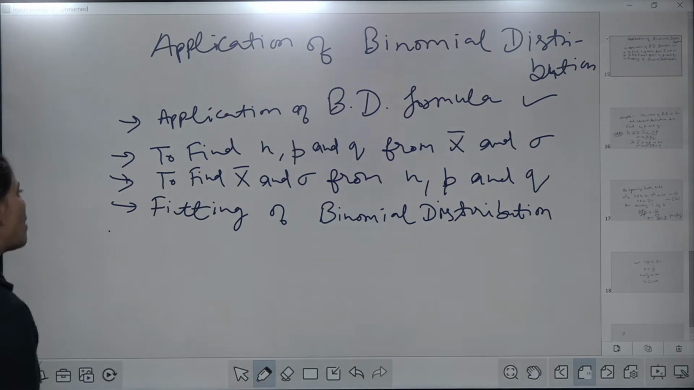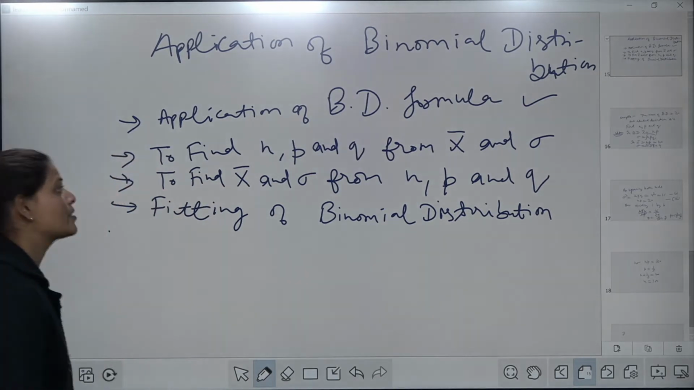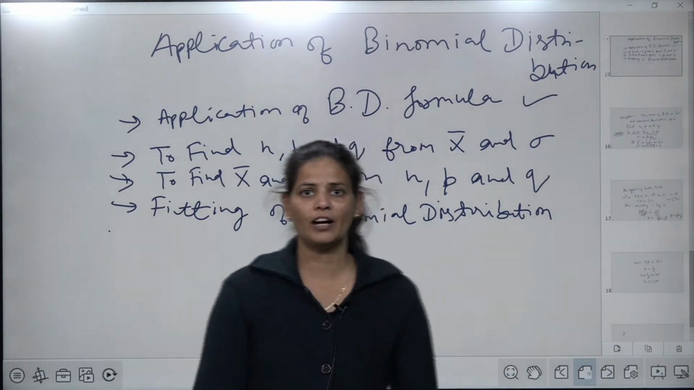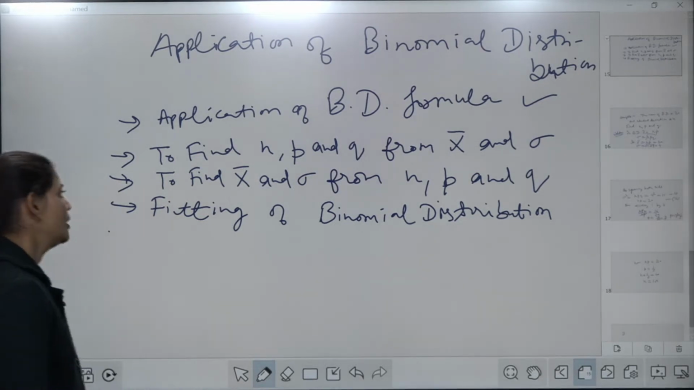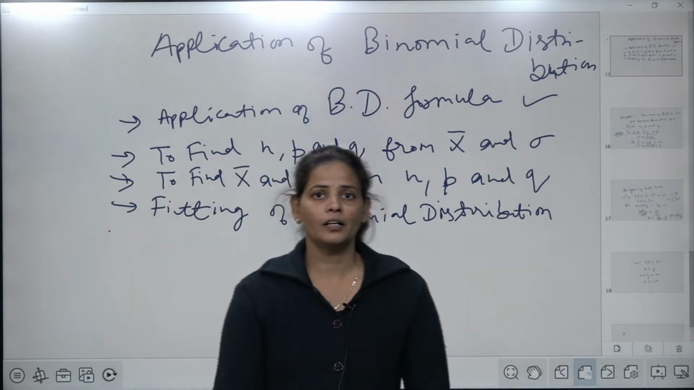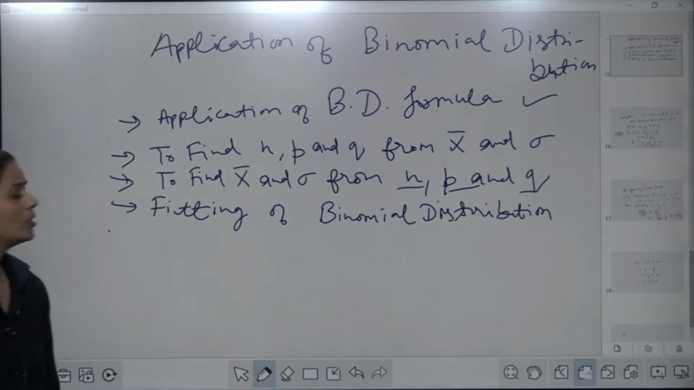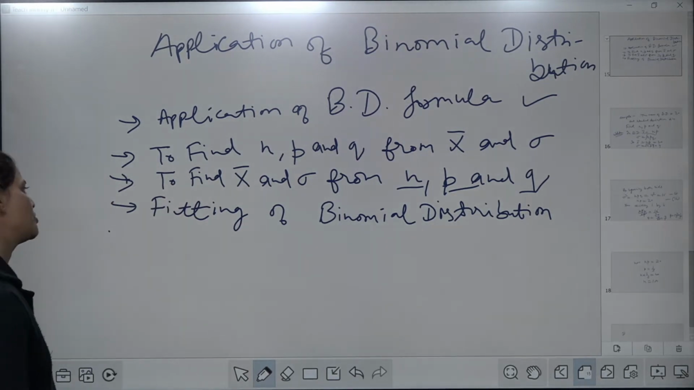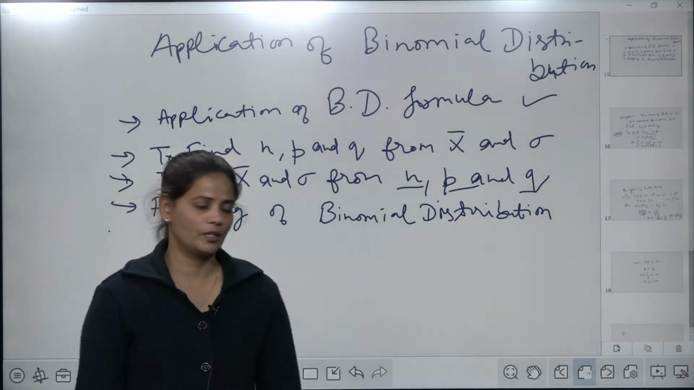Then second, to find the value of n, p and q from x bar and standard deviation. If you are given mean and standard deviation, you can find the value of n, p and q very easily with the help of these two values. Third application is to find out the x bar and standard deviation if you are given n, p and q. So, in this way we can find out unknown values with the help of known values. And the last application of binomial distribution is fitting of distribution. We can fit binomial distribution, right.